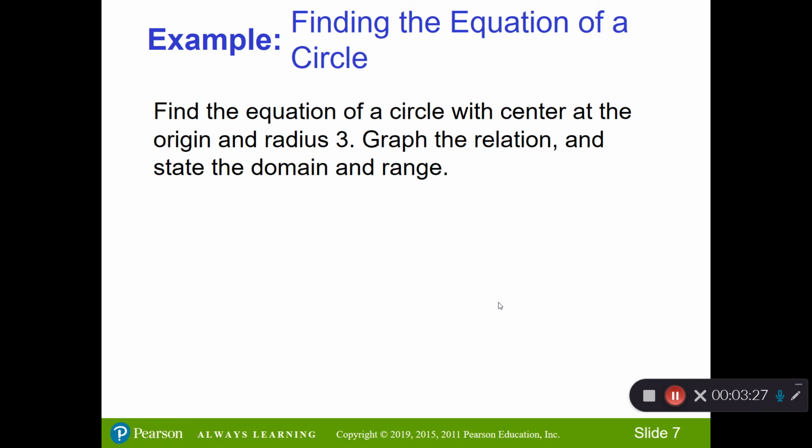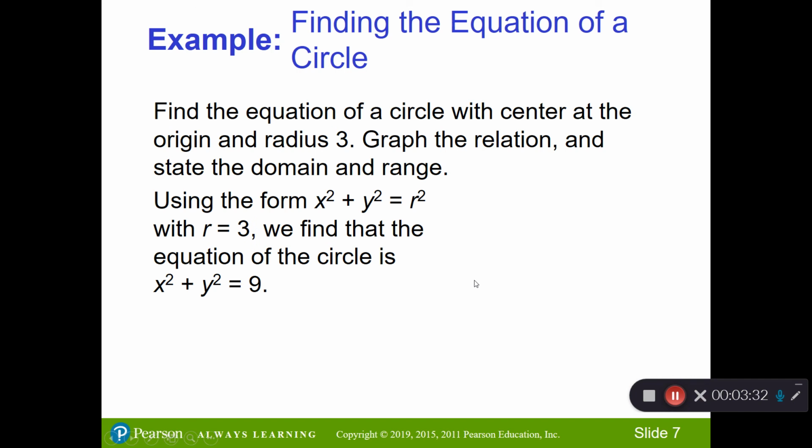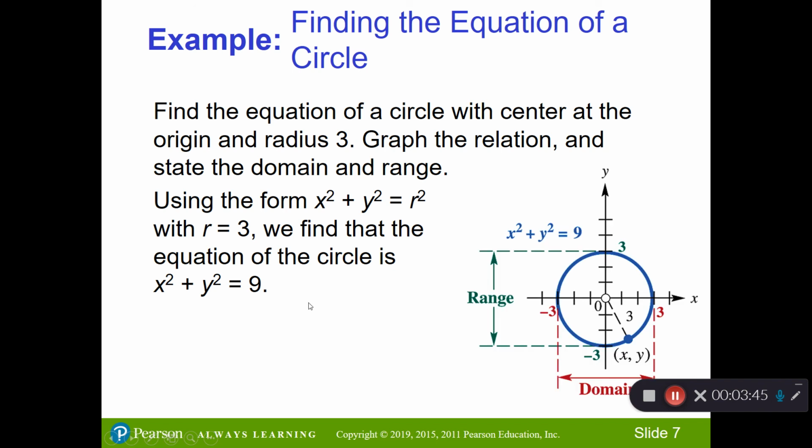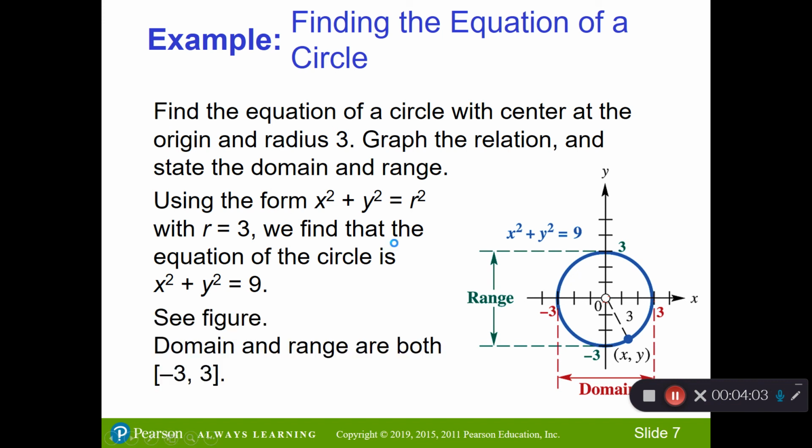Now I want to find the equation of the circle with the center at the origin and a radius of 3. If the center is at the origin, then we know we're using x squared plus y squared equals r squared. Since r is 3, 3 squared gives me a 9. So my equation is x squared plus y squared equals 9. Here, my center is at the origin and my radius is 3. So I go up 3, right 3, down 3, left 3, and then draw a perfect circle through those 4 points. And that is my circle that fits this equation.